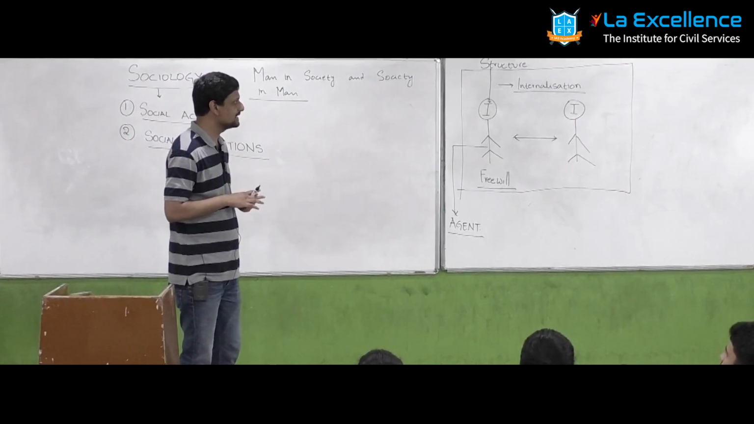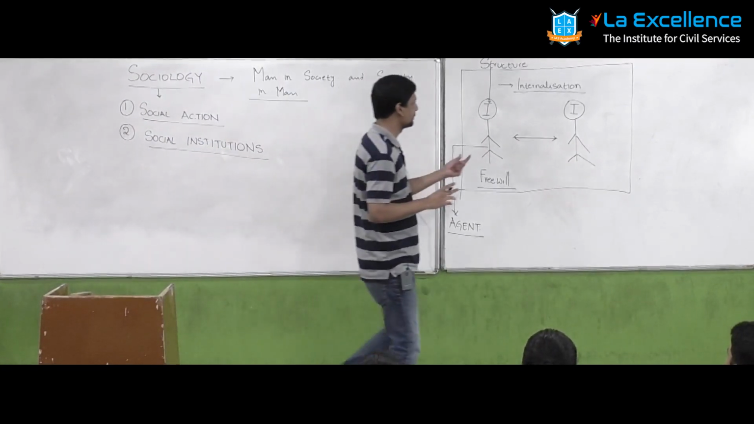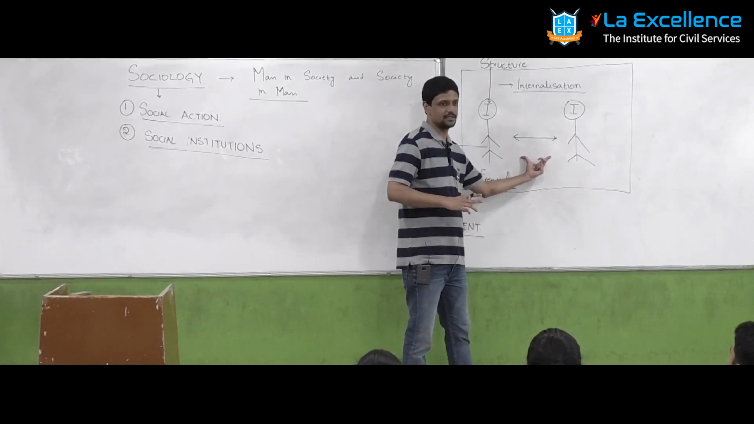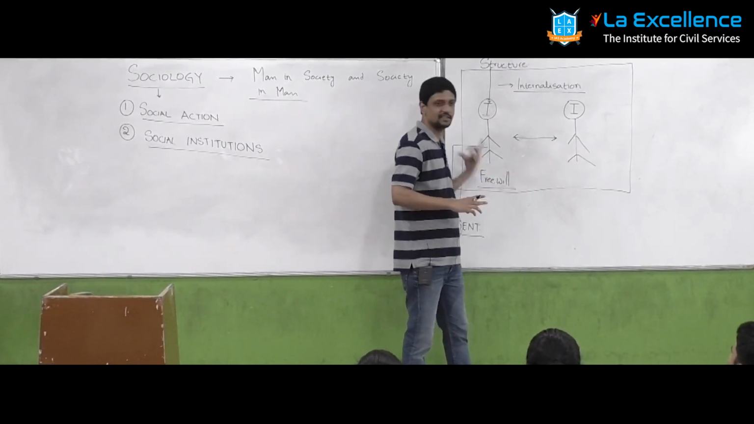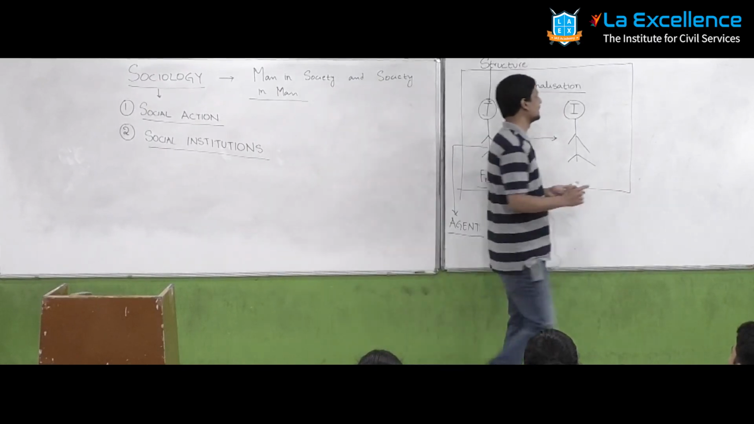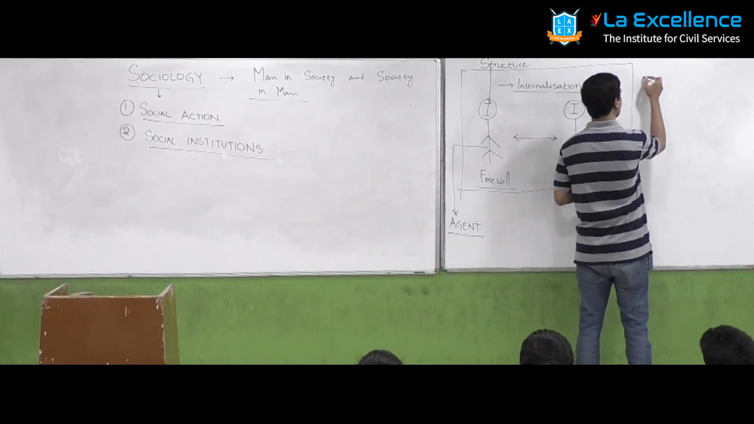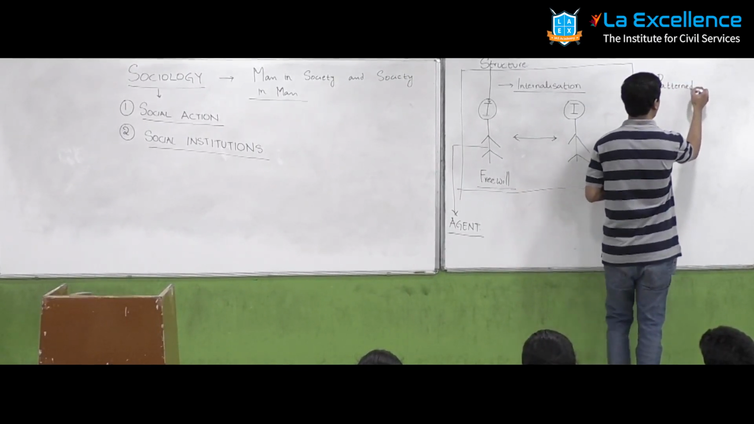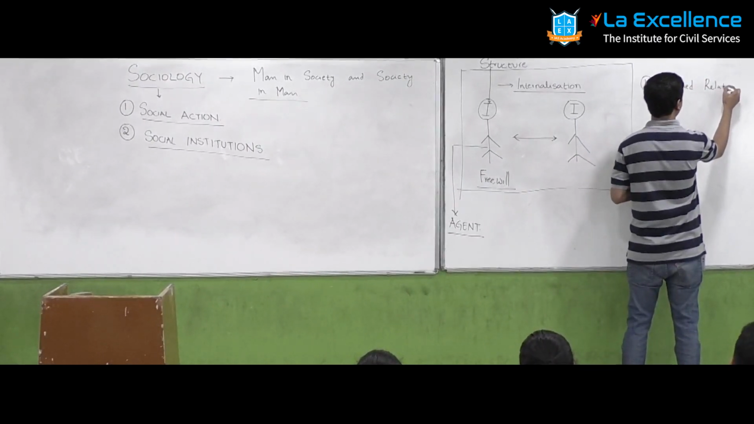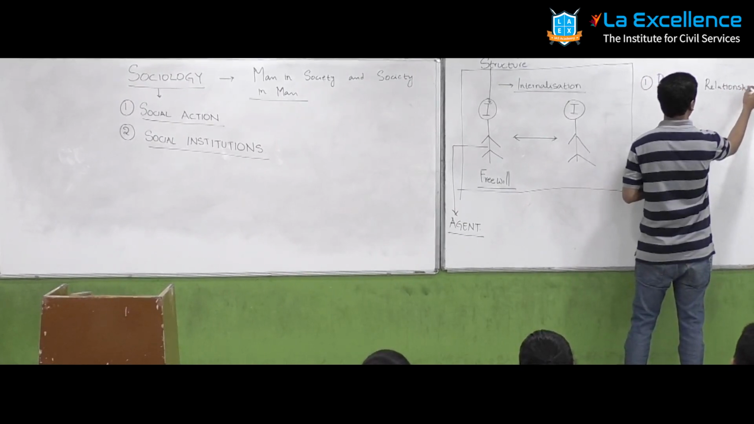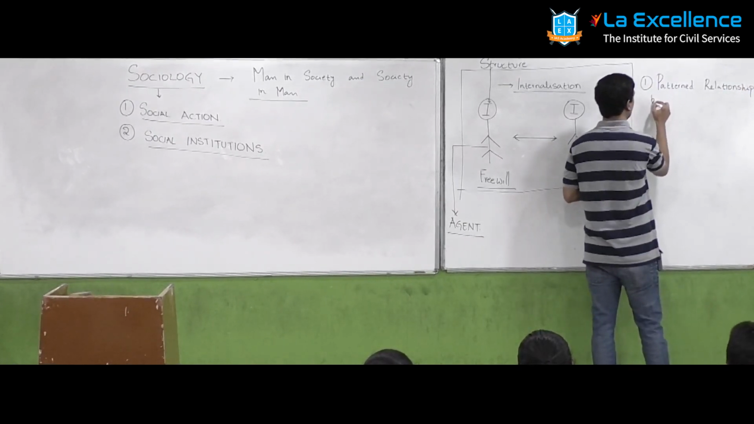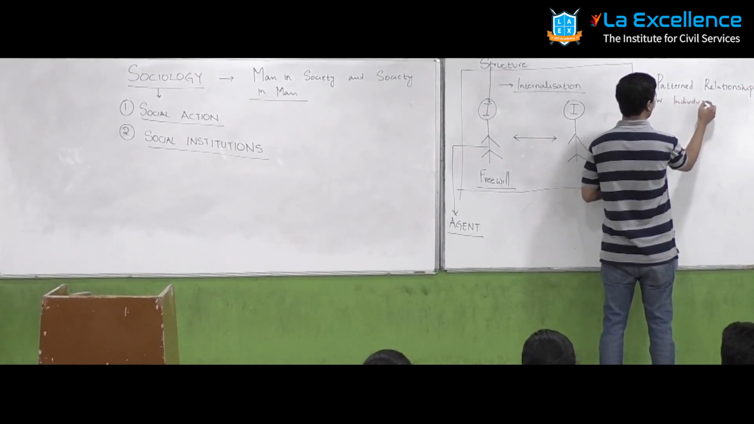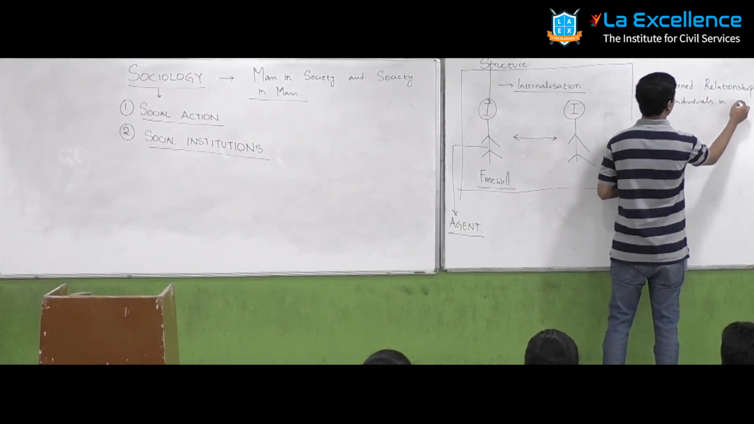A social institution means that this relationship between these two thinking individuals, who are within this structure, is patterned. So social institution means some kind of patterned relationship between individuals in a society.